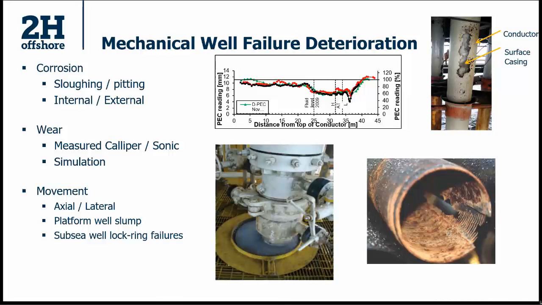In those images, you can see there's a conductor casing in a pretty poor condition in the top right. It's holed right through. To the left of that is a schematic of a PEC reading, a pulsed eddy current tool that's been fed down a D-annulus and measured wall thickness there. You can see the bottom picture is a wellhead that's keeled over to the side. So deterioration makes wells complex, even if they're originally relatively simple wells. The deterioration has made the situation complex to analyze.